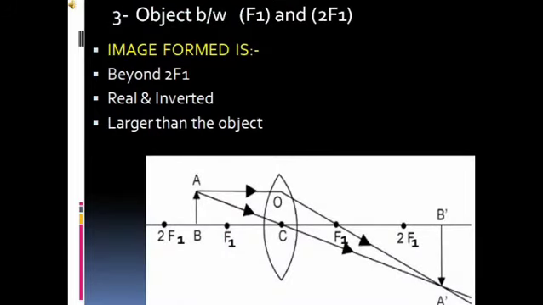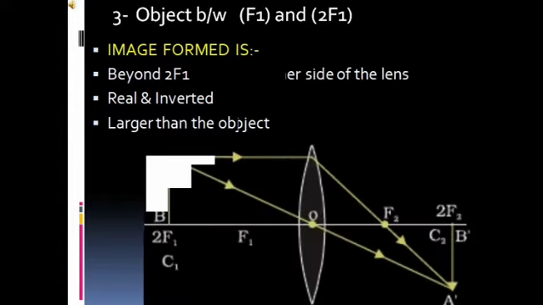Next is object placed between F1 and 2F1. Now from AB two rays will pass, same, okay. Here at this point where they will be meeting somewhere beyond 2F only on the right side, isn't it? So that means beyond 2F image formation would be real and inverted and larger than the object.